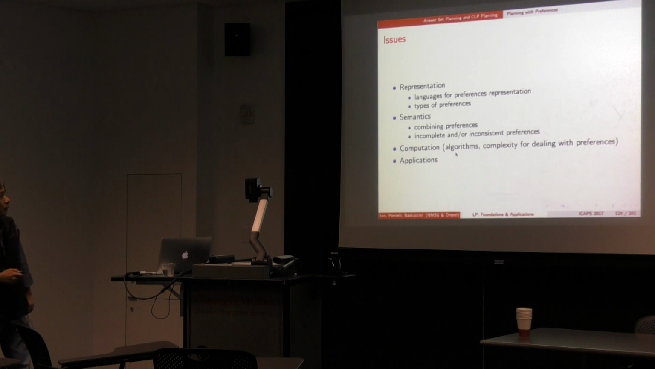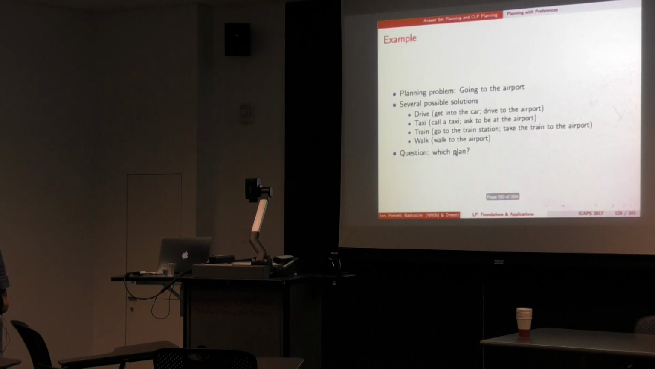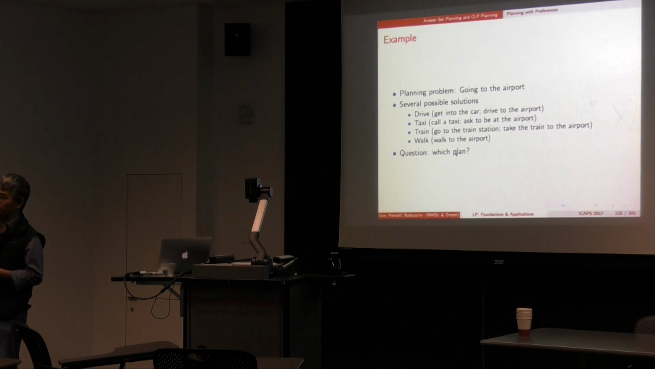And in planning, for example, take an example of going to the airport. We have several choices. We can take a taxi, we can drive there, we can take the train, or we can even walk, right? So in planning, if we have the four actions, any of that could be considered as a plan. But we have our own preferences.